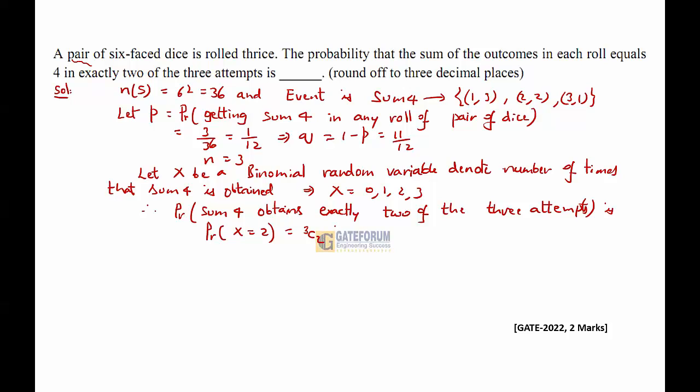3C2, that is NCX into P power X into Q power N minus X. P is 1 by 12 whole to the power 2 into Q means 11 by 12 whole to the power 3 minus 2 is 1. So this simplifies to 3C2 value 3 and numerator 11, 12 cube value, you know that 144 into 12, that is 1728. So finally it simplifies to 11 by 576, approximately 0.019.